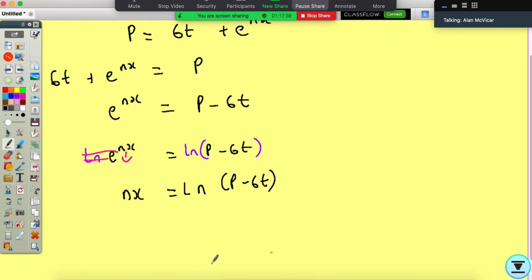Right. So I want to know x. I've just got to divide by that n there. So it's ln p take away 6t, all over n. And notice that ln means natural log. It's nothing to do with that n there. Don't cancel them off. ln stands for natural log. N is just the letter n.